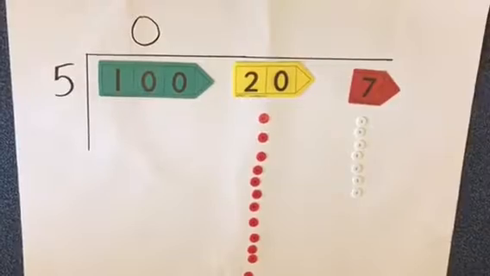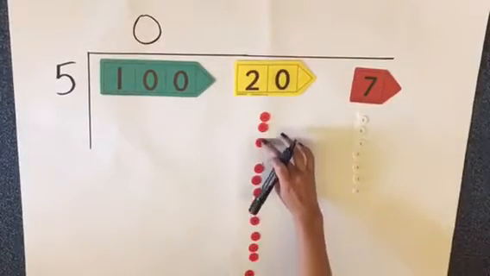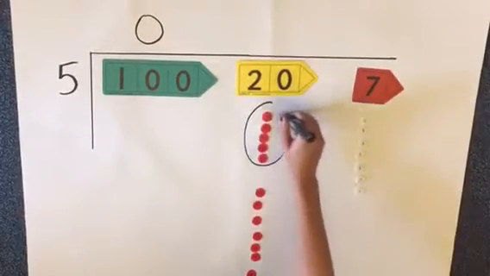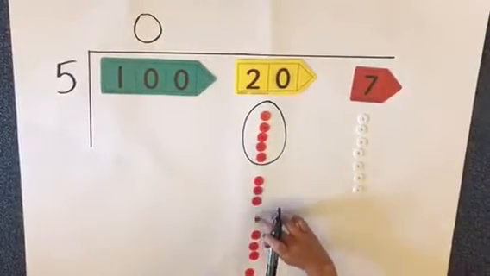I can make 2 groups of 5 from 12, and I'm going to draw a circle around them like I did before. 1, 2, 3, 4, 5. 1, 2, 3, 4, 5.